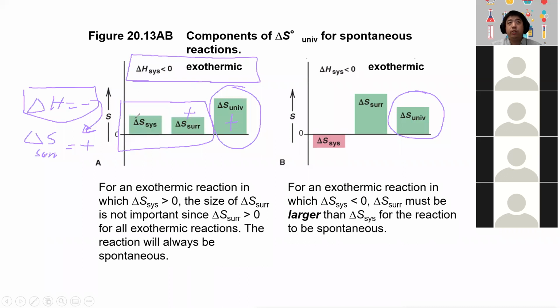If the reaction itself is spontaneous, an increase in entropy, in other words, there's going to be an increase in disorder, two positives added together, I get a positive here for my delta S of the universe. That means this reaction is spontaneous.